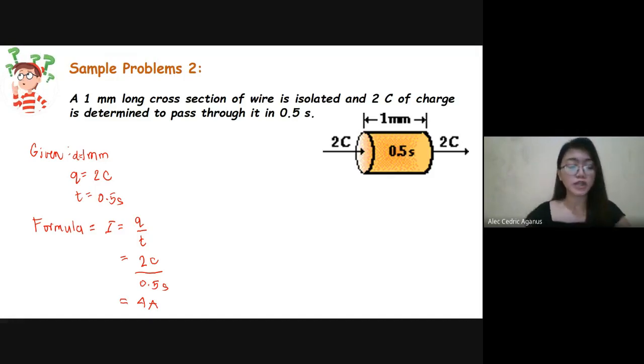Now, from the given examples, we can conclude that current is directly proportional to charge passing through in a certain period of time. When we say directly proportional, when charge increases, current will also increase and vice versa.